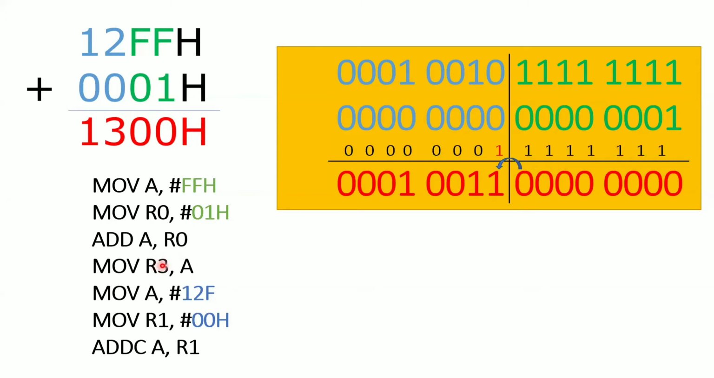Now you perform the addition of the next bytes, the higher bytes of your 16-bit numbers. One is 12H and the other is 00H. Now what is the instruction I am using? ADDC. See, previously I just used ADD, but here I am using ADDC. Why? Because for the previous operation a carry was generated. Now you need to add that carry to this one also.